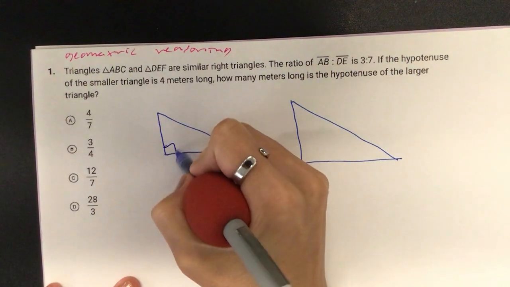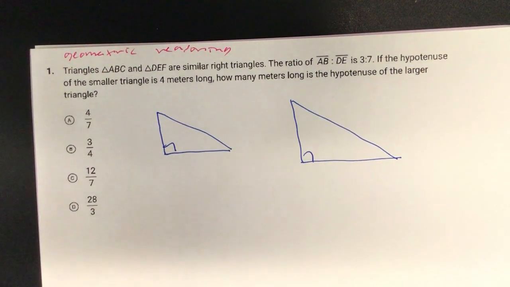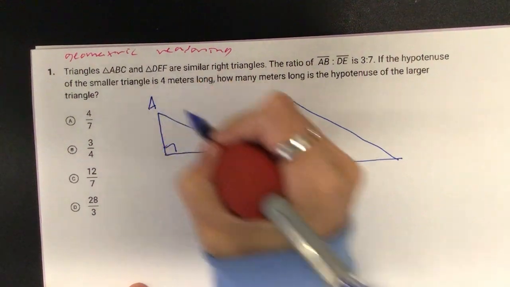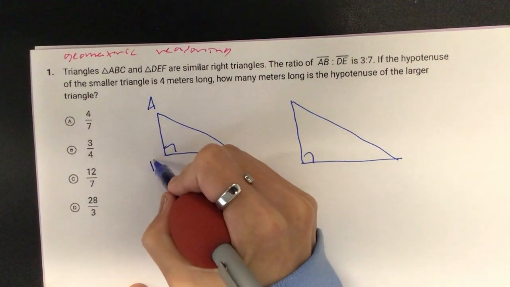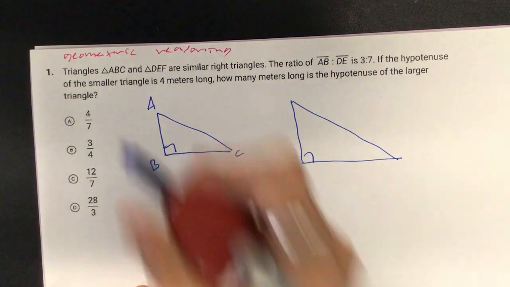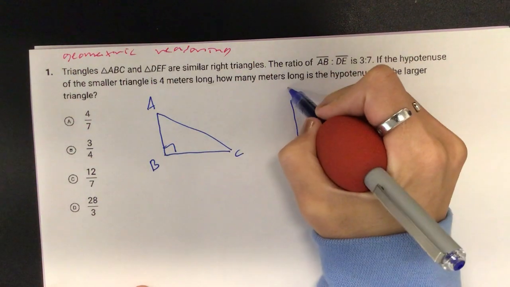So I have right here. And again, the way you name it does not matter as long as you're going in a consistent order. So the way I'm going to go is from top, bottom to right. You could say top, right to bottom. That's fine. And then we have DEF.